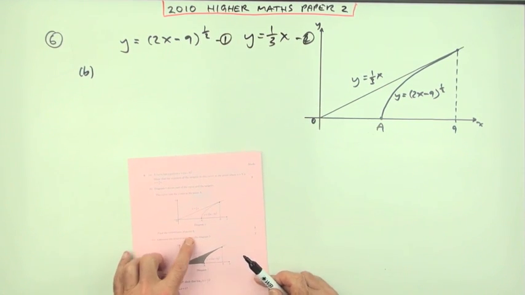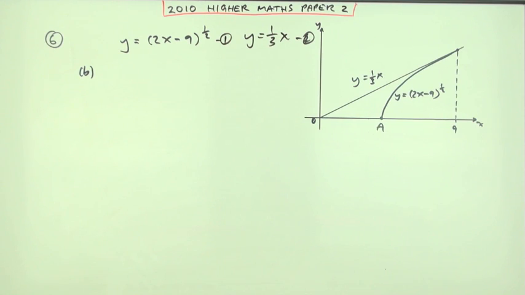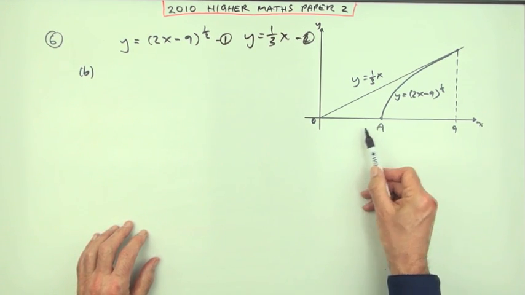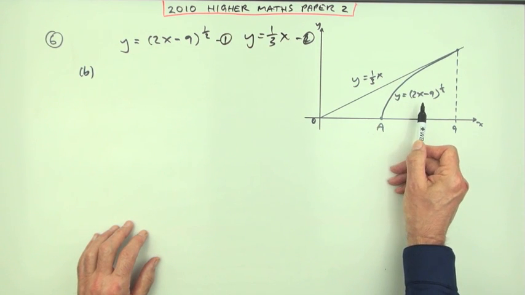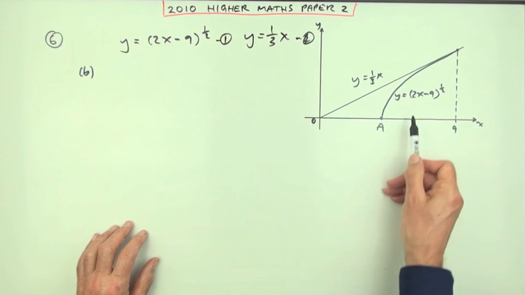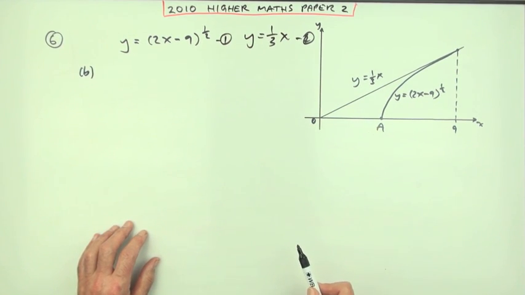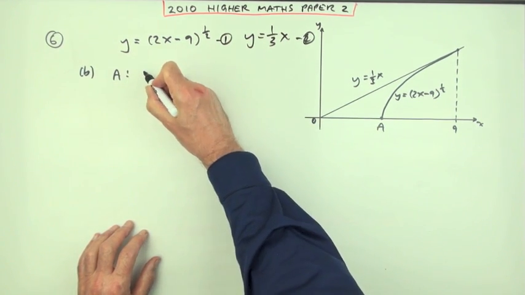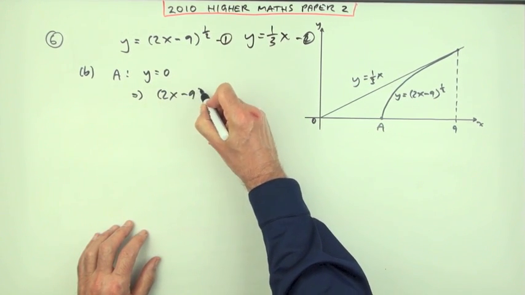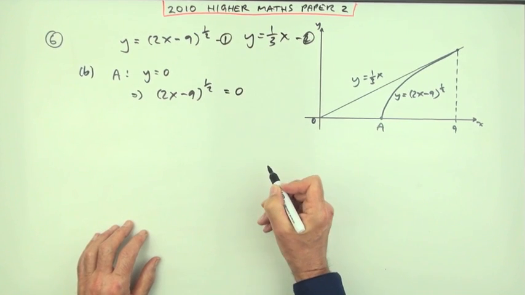Anyway, part B, simply what are the coordinates of A? Well, A is a point in the curve, so it's got to satisfy the equation, which means that to find one, I need to know another. And if it's on the x-axis, I know that y is 0. So I've just got to solve the equation equal to 0. So I'll just put it down that way. At A, I know that y is 0. That means that 2x minus 9 to the power of half equals 0.